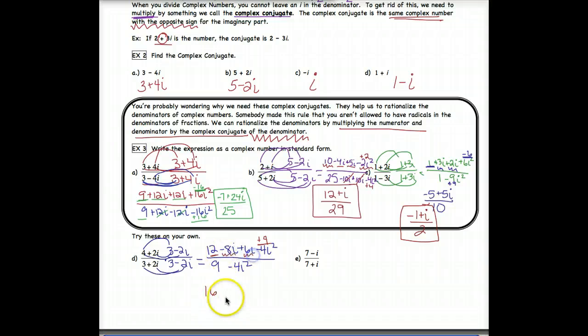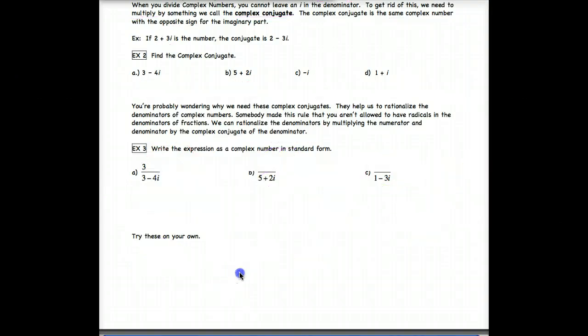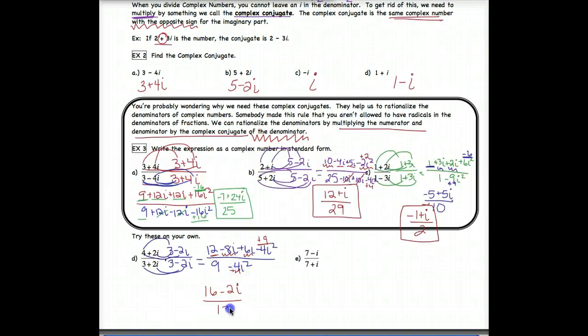Negative 8i plus 6i is negative 2i. And then on the bottom, negative 4i squared again becomes a plus 4. So 9 plus 4 is 13. I look, i's, there aren't any in the denominator. There's nothing to reduce because there's no common factors between all three terms. So that is it for that one.